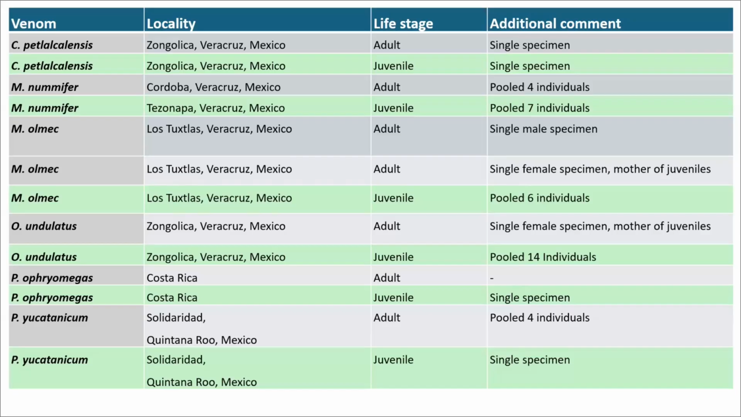So these were my study species, the samples that I used. In green there is the juvenile samples. I had adults and juveniles of each of them. Some of them were single specimens, whereas others were pooled samples as well.